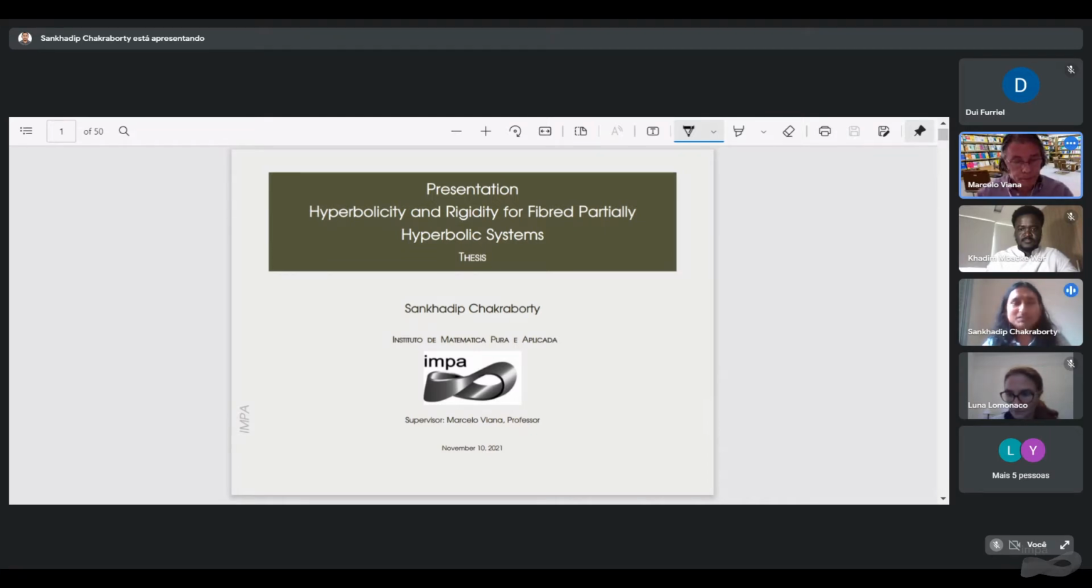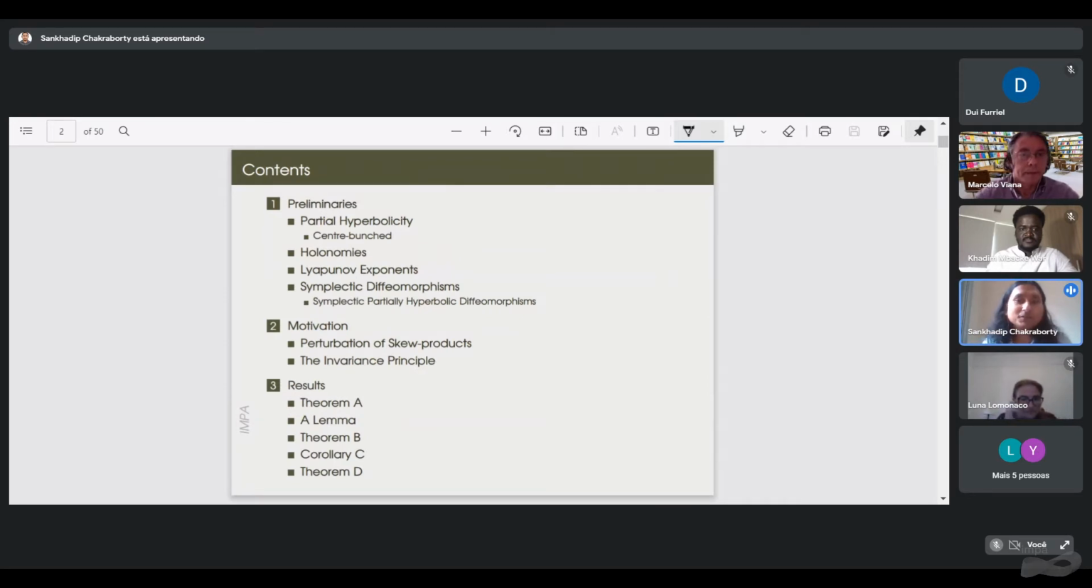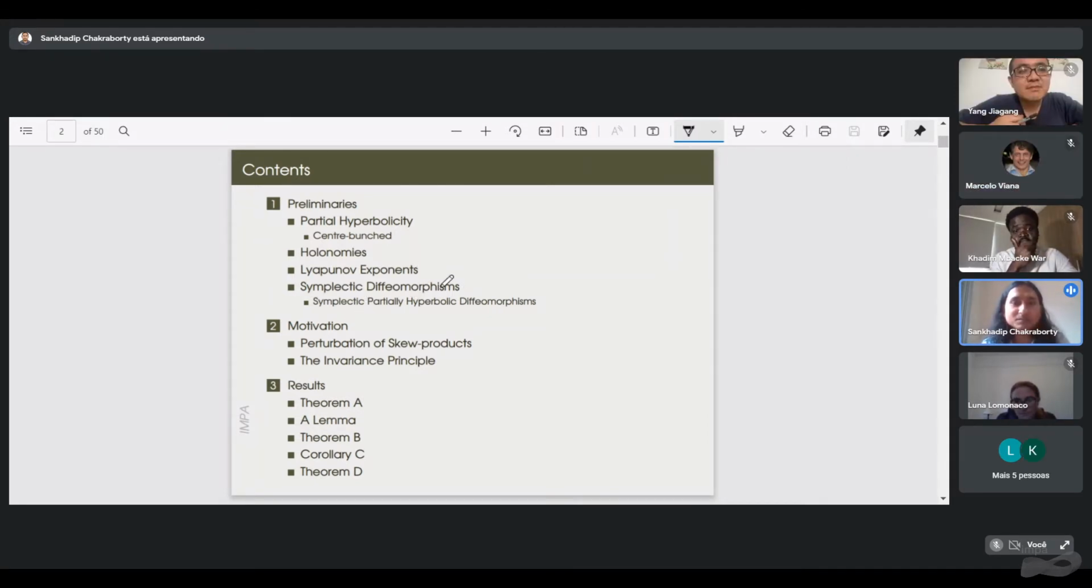Okay. So, Marcelo, thank you for your introduction. Let me start by explaining the format of the presentation here. I will first talk about the preliminaries, which are partial hyperbolicity, holonomies, Lyapunov exponent, symplectic diffeomorphism, because we'll use some properties of symplectic diffeomorphisms. Then we'll go to the part of motivation, where the paper came from. That's the part that explains what we are trying to do, and the invariance principle, which is the basic result that is going to be used. And then there are the results: theorem A, theorem B, corollary C, and theorem D, and that's the end.